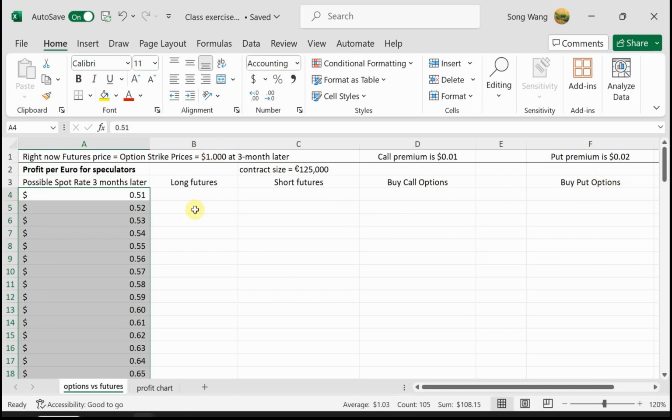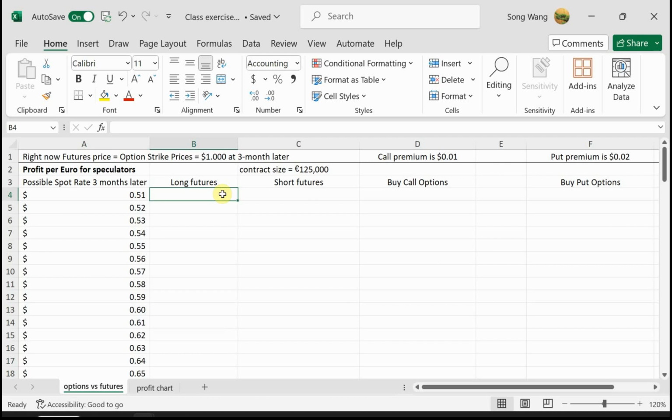If you think the euro is going to be above $1 3 months later, which is above this futures price or option strike price, then you should take a long position. If you take a long position, then definitely you will need to pay $1.000. And you are a speculator in this game, so that means you are not buying 125,000 euros, which is the size of the contract, for fun. You want to profit from a price discrepancy. You want to buy low and sell high. So you are not using 125,000 euros for a trip in Germany or Italy, or to buy a Ferrari in Milan.